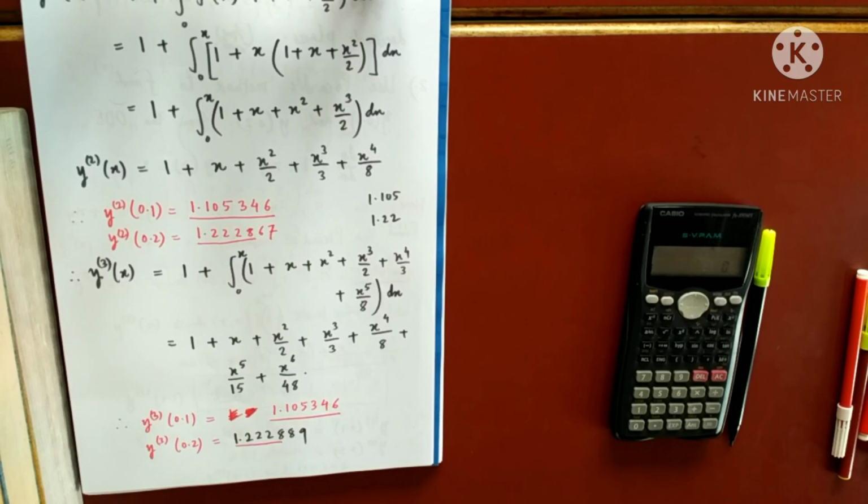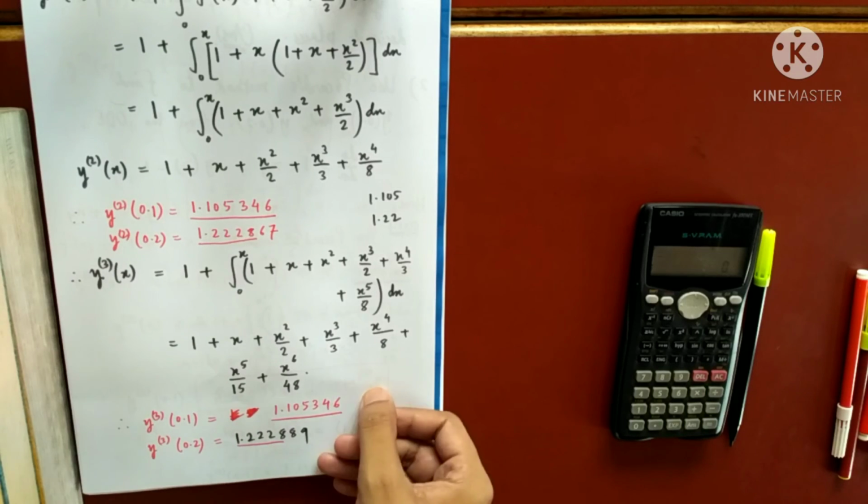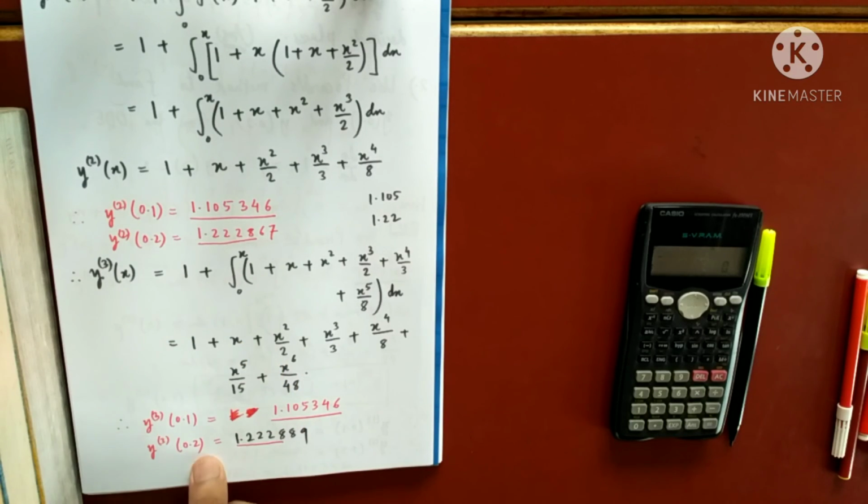So I will give you a home task. Please do the 4th iteration for this one and compute the value at 0.2. No need to compute at 0.1 because it's already done. So find the 4th iteration and compute the value at 0.2.